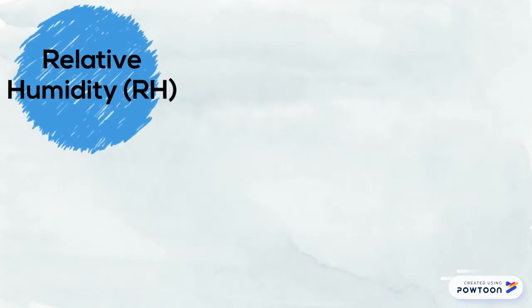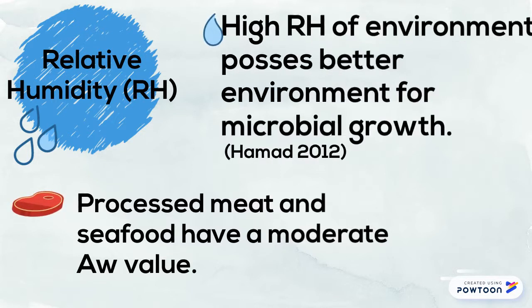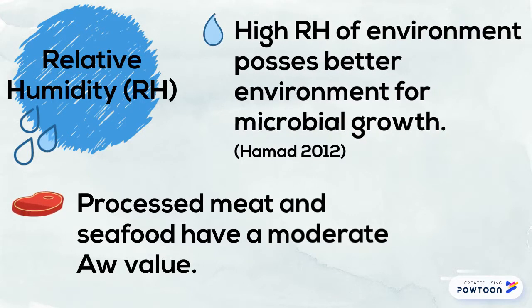Lastly, relative humidity. It has been found that processed meat and seafood have a moderate water activity value. A high relative humidity environment supports the growth of microbes due to the presence of moisture in the air.